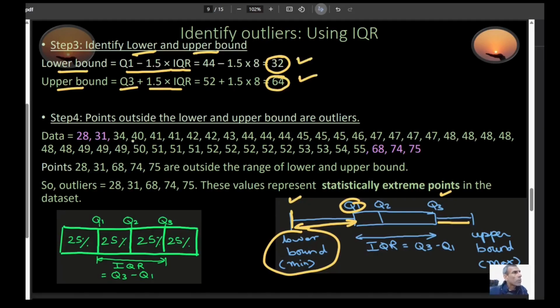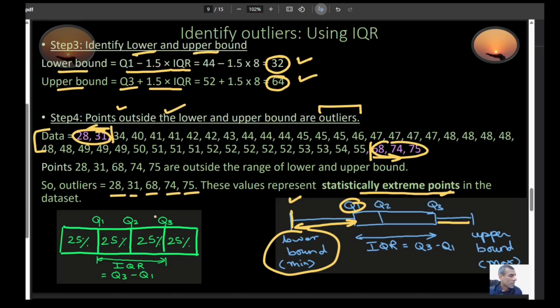Step number four, so the points that fall outside the lower and upper bounds, these are your outliers. So this is my original data set right here. And now you can identify your outliers. My lower bound is 32. That would be somewhere over here. And my upper bound is 64. That would be something over here. So all the points that are on this side and all the points that are on this side, these are my outliers. That would be this and this right here. So 28, 31, 68, 74, 75. These are my outliers. These values represent statistically extreme points in your data set.